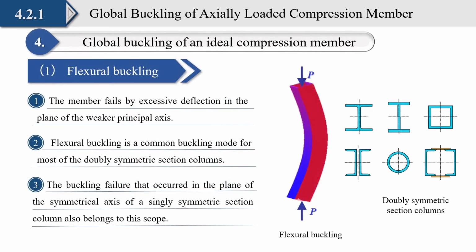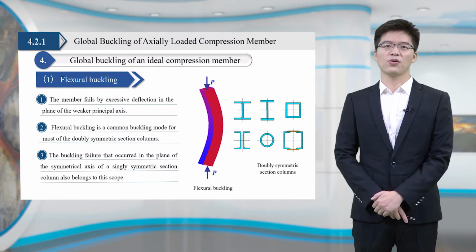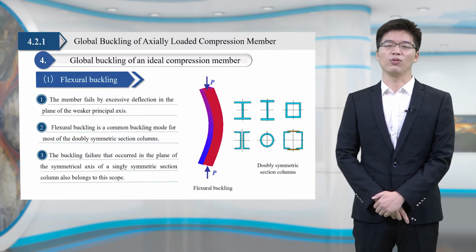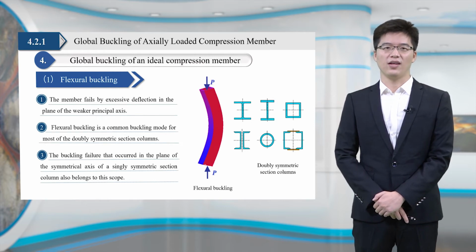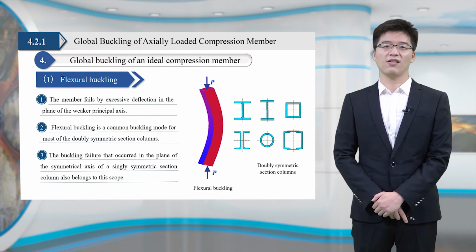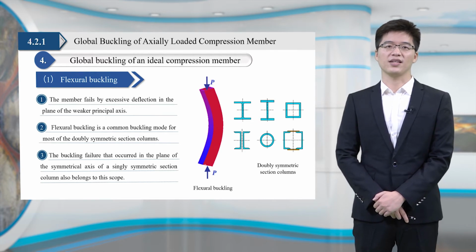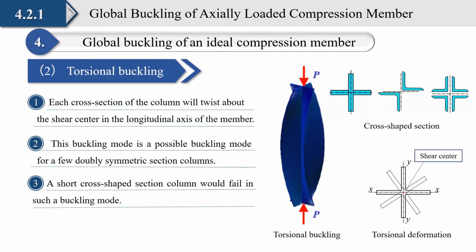Well, the first buckling mode is flexural buckling. In this mode, the member fails by excessive deflection in the plane of the weaker principal axis. Flexural buckling is a common buckling mode for most doubly symmetric section columns. The buckling failure that occurs in the plane of a symmetric axis of a singly symmetric section column also belongs to this scope.